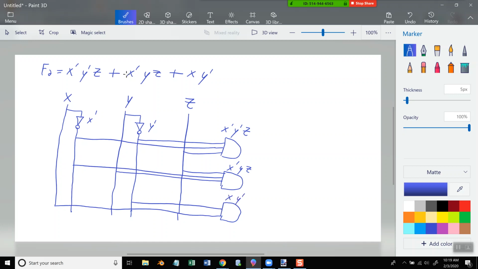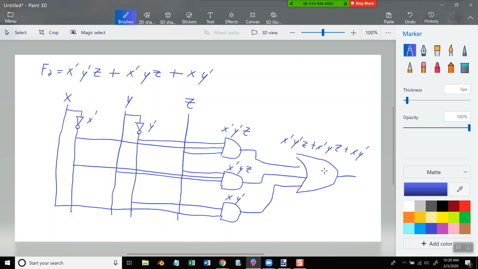Okay, now these come into an OR gate. That's what the plus is. So we have an OR gate. I can't draw it real well. So we're going to have this one coming in, we'll have this one coming in, and we'll have this one coming in. And this is going to be our x prime y prime z plus x prime y z plus x y prime. And then that's going to give us our output. So all that's going to come down to giving us either a 1 or 0. So no matter what our input's coming in, that Boolean function is going to be 1 or 0.